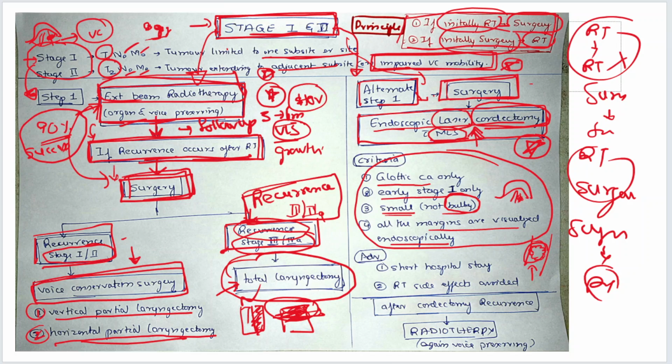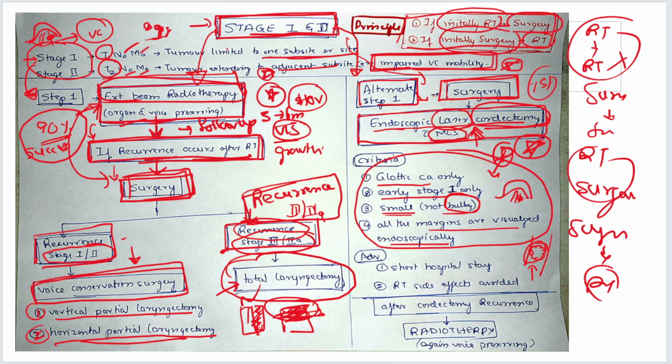Only those early subset of patients who are presenting very early, like early stage 1 glottic carcinoma, small, not bulky, and the margins can be seen very clearly, you advise this as the first step. Only in this subset of patients, you advise this surgery, endoscopic laser cordectomy with MLS.